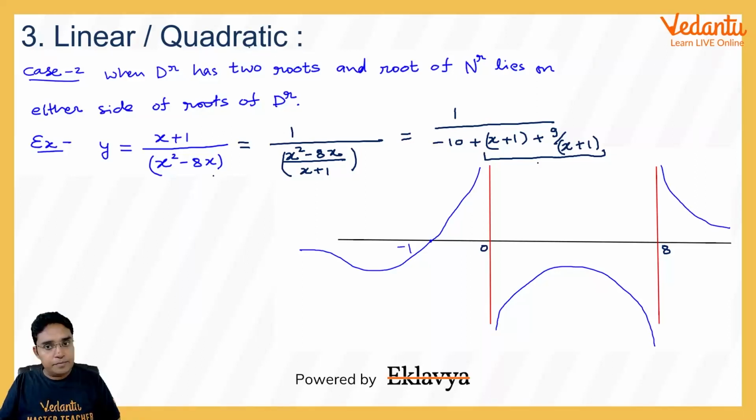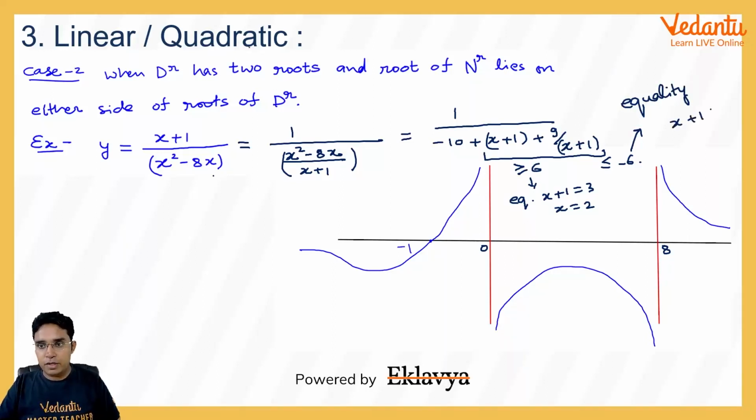This will be greater than or equal to 6 or less than or equal to minus 6. Greater than or equal to 6, equality will happen when x plus 1 is equal to 3. That means x is equal to 2. Whereas this minus 6 equality will happen if x plus 1 is equal to minus 3. So x is equal to minus 4.